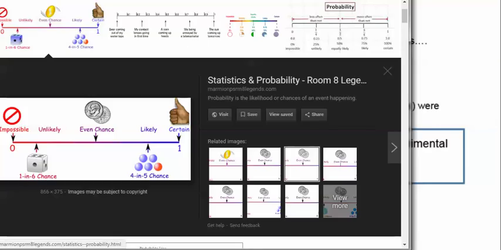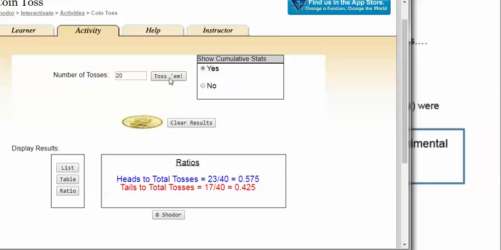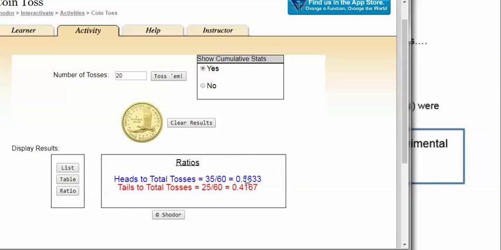Let's look at an experiment. Okay, so I'm at Shodor, and I typed in coin toss. So I put in ratio, and let's say we toss a coin 20 times ourselves. All right, so we got 45% for heads, 55% tails. Let's say we do it another 20 times. All right, now we're at this and this. Let's do another 20. All right, we're at 58 and 41. Let's do another 20.